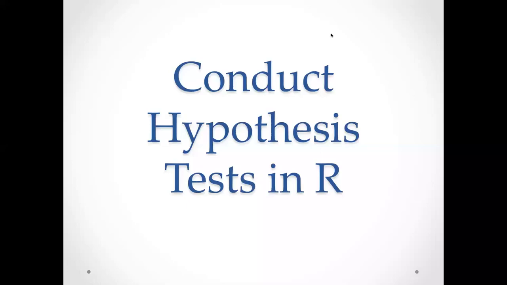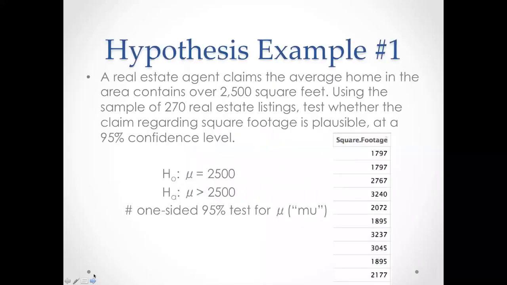This is an overview of how to conduct hypothesis tests in R. As a first scenario, a real estate agent claims the average home in the area contains over 2,500 square feet. Using the sample of 270 real estate listings, test whether the claim regarding square footage is plausible at a 95% level of confidence.